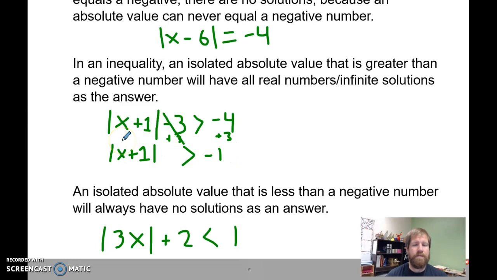Doesn't matter what number I put in there. I can put in a really large positive number or a really small positive number. I can put in 0. I can put in negatives. Whatever I put in here, it's going to come out as a number that is larger than negative 1. So my solutions to this is all real numbers or infinite solutions, because any number in here will result in a number greater than negative 1.